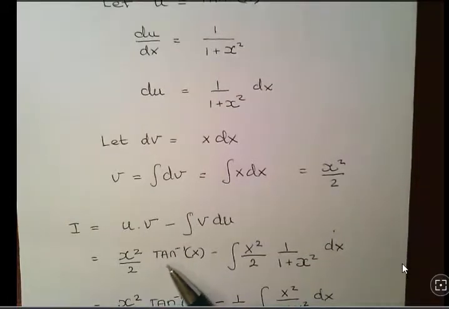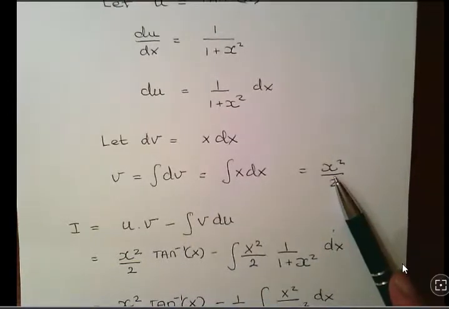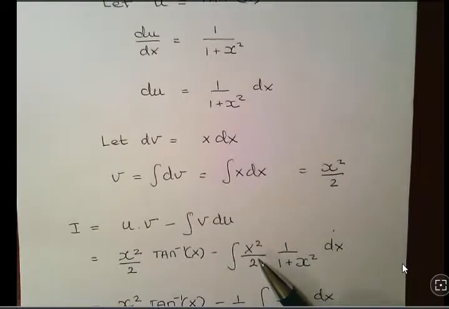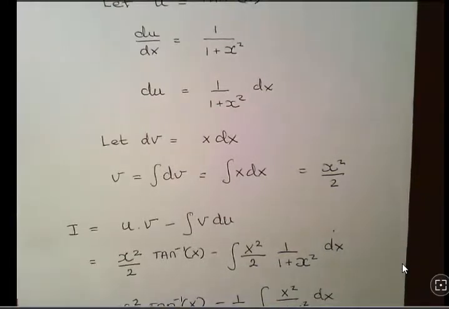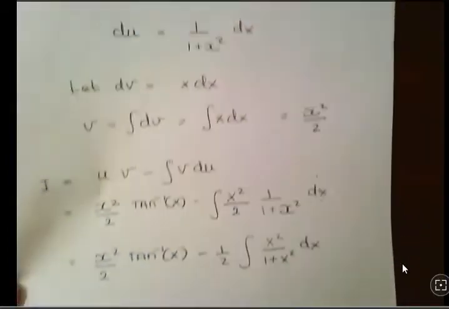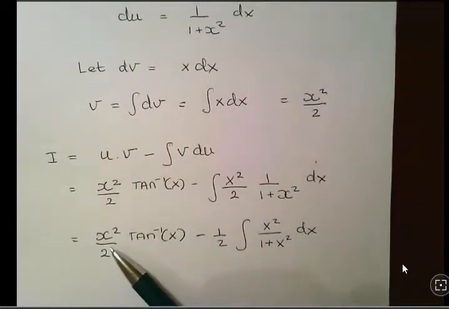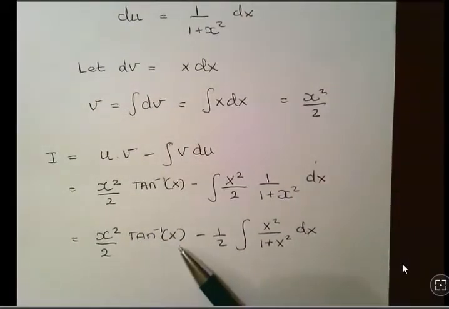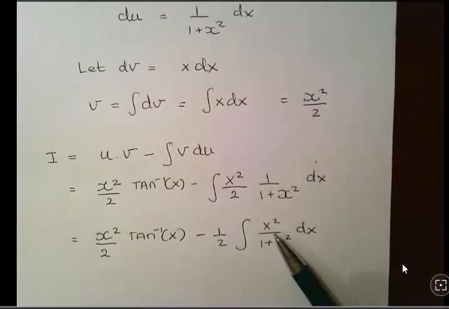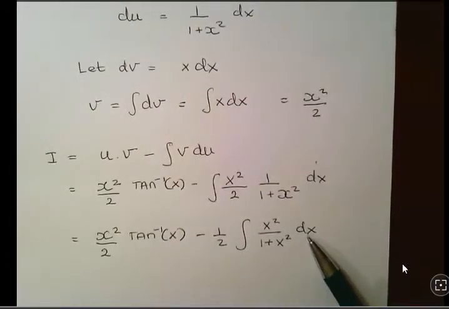We have x squared over 2 times tan to the minus 1 of x, minus v, which is x squared over 2, and du is 1 over 1 plus x squared dx. Let's simplify that a bit. We have x squared over 2 times tan minus 1 of x minus a half of the integral of x squared over 1 plus x squared dx.